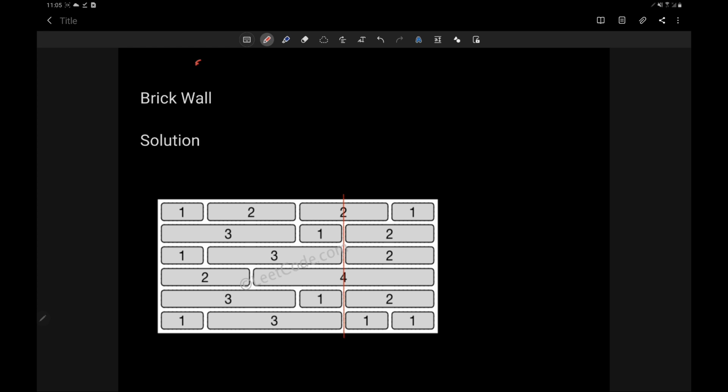Basically, we don't have to find the bricks to cross, we have to find the gaps to cross. The first gap occurs at one position, the second gap occurs at 1 plus the length of this brick, that is 3, third position, and the next gap occurs at 3 plus 2, fifth position, and the last gap we are not seeing, so up to here we will process. So 1, 3, 5 are the gaps when we process this row.